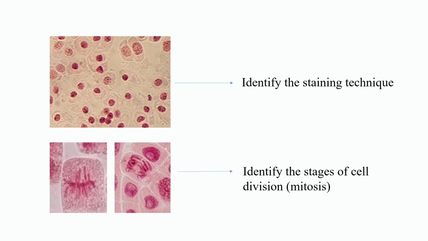Then in this figure, I want you all to identify the stages of cell division. Particularly, these are all stages of mitosis which occurs in somatic cells. So try to identify these stages.